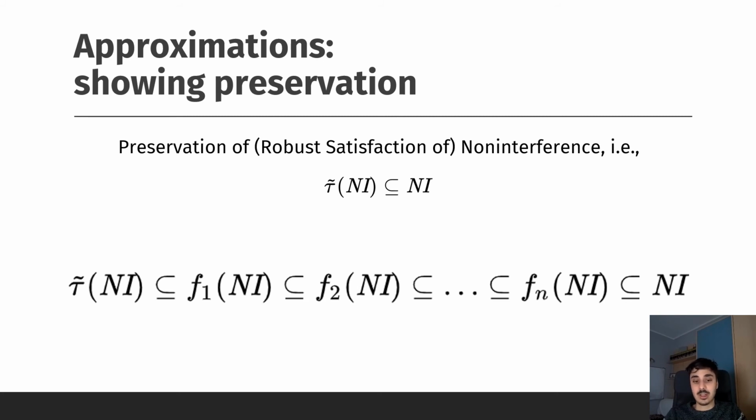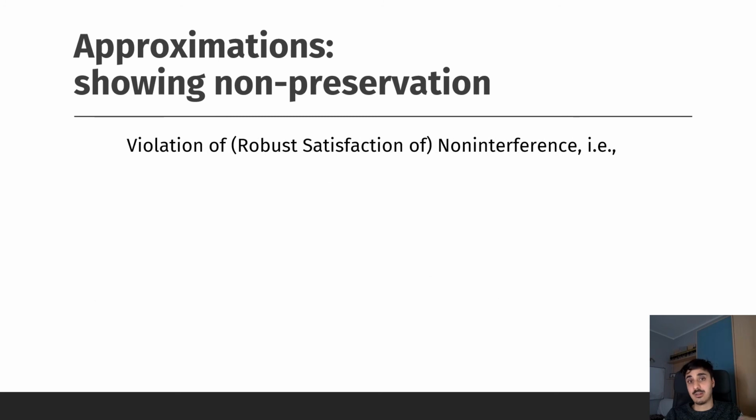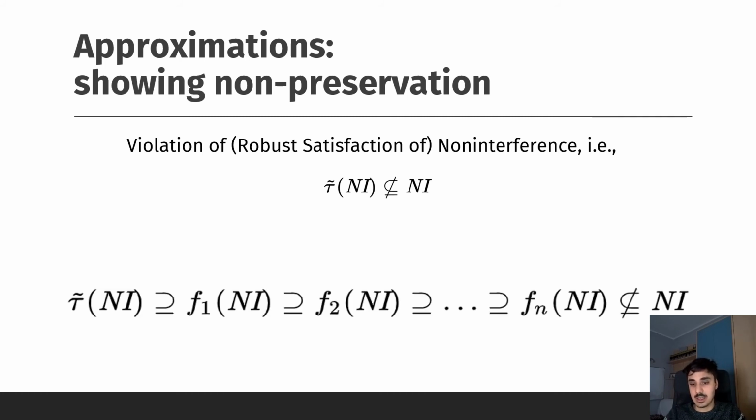If we are interested instead in showing a violation of non-interference, the corollary requires to show that tau tilde of NI is not included in NI. For that, we can try to under-approximate tau tilde until it is clear that its nth under-approximation is not included in NI.